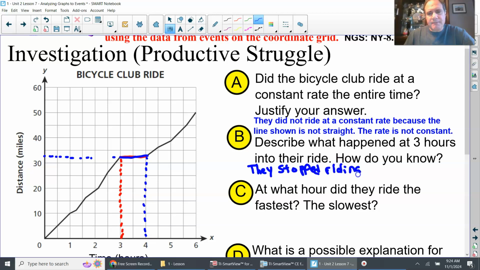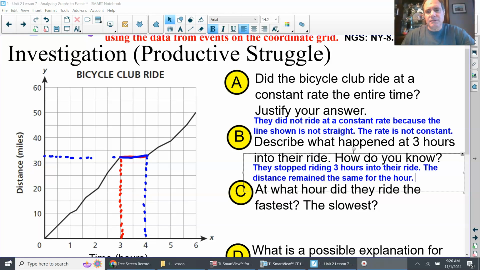And remember, they stopped riding, and you could tell just by saying, okay, in that hour, no distance was covered. Distance remained the same. So that's why you know that they stopped riding, and maybe they took a break for an hour. They had lunch. And you can see the answer that I typed right there.